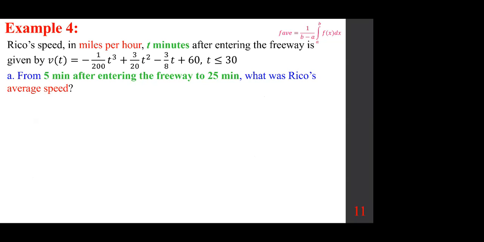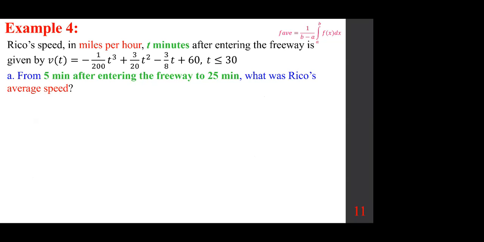Rico's speed in miles per hour. So the speed is in miles per hour, t minutes after entering the freeway, is given by this function. From 5 minutes after entering the freeway to 25 minutes, what was Rico's average speed?